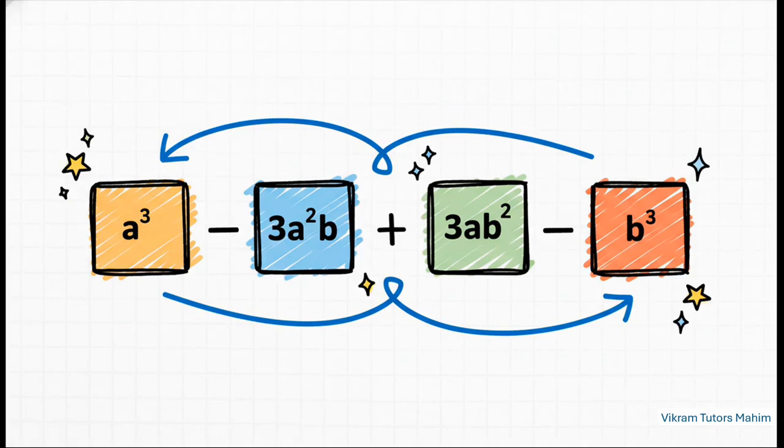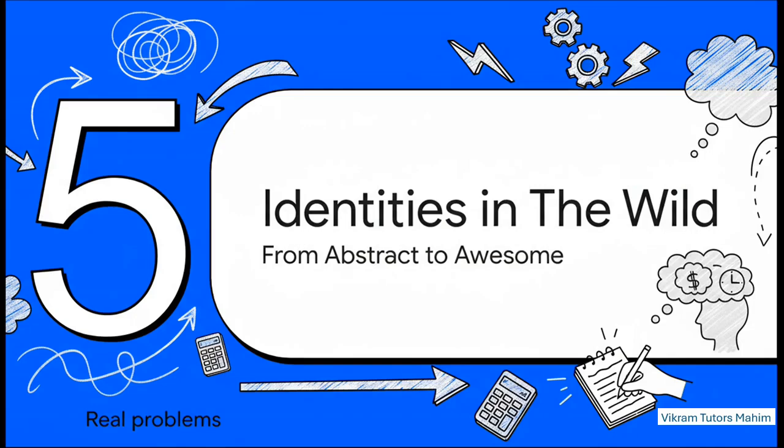And just like with the squares, the pattern holds for the cube of a difference. The terms are exactly the same, but the signs just alternate. Positive, negative, positive, negative. Once you see the patterns, these big formulas become way less intimidating. So, we've got all these amazing shortcuts. But are they just for your algebra class? Absolutely not. Let's see how these abstract rules become awesome tools for solving real problems, even mental math.